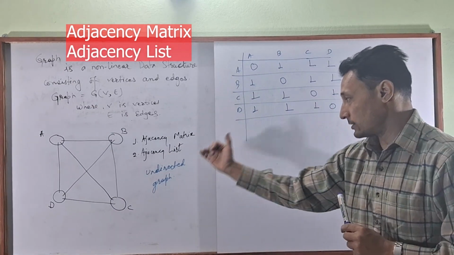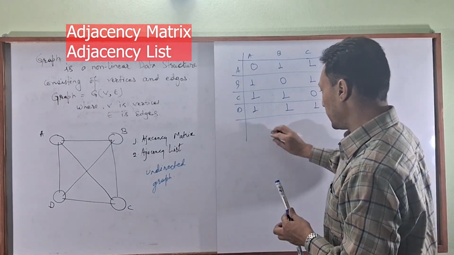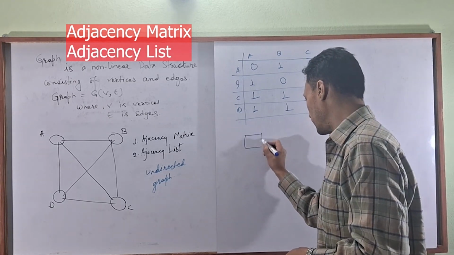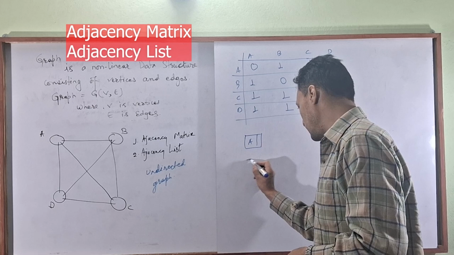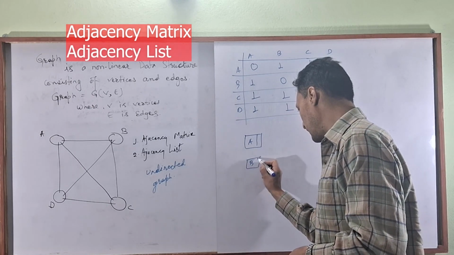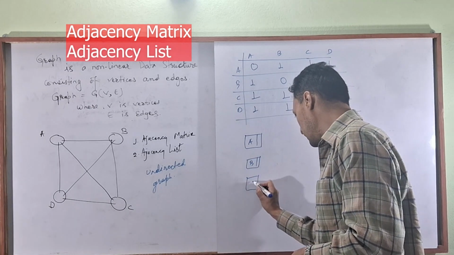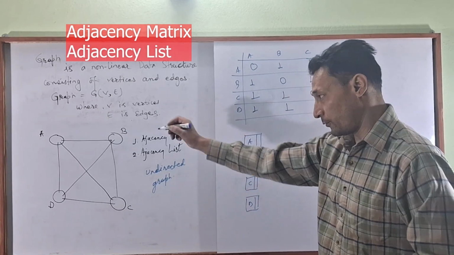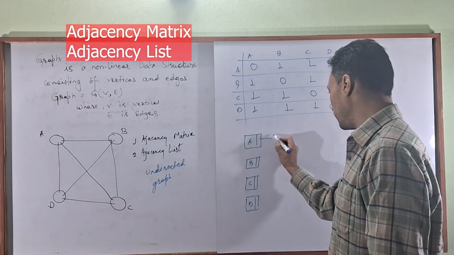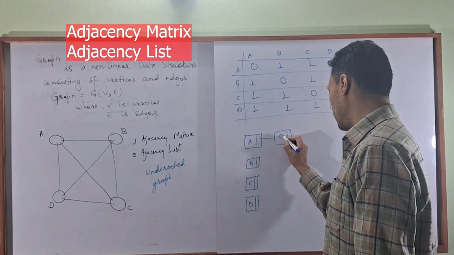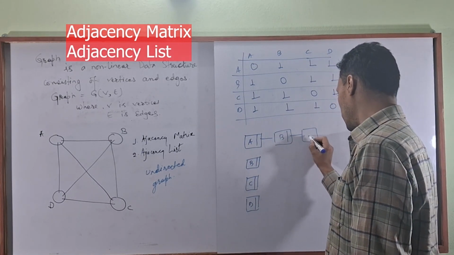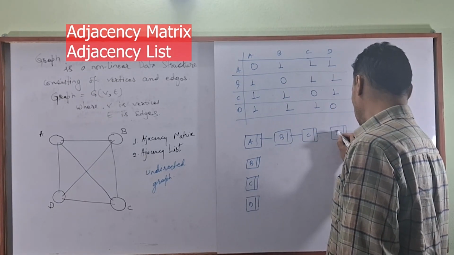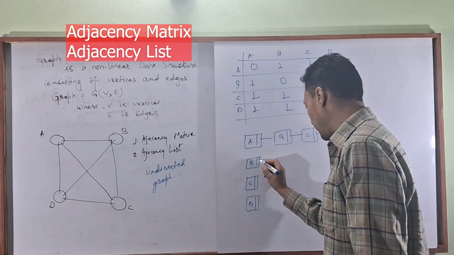Now, if we talk about the adjacency list, what we do is we will be creating the links. This is the node representing A, this is B, this is C, this is D. Actually we are having 4 nodes. So A is connected with B, A is also connected to C, A is also connected to D. Then there is nothing.